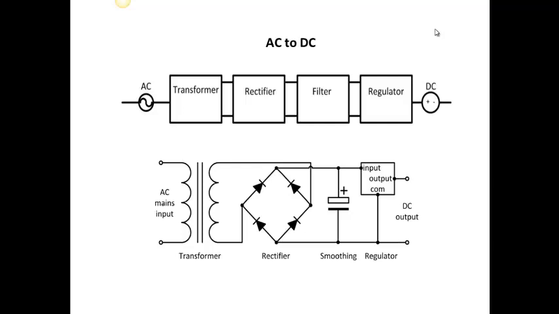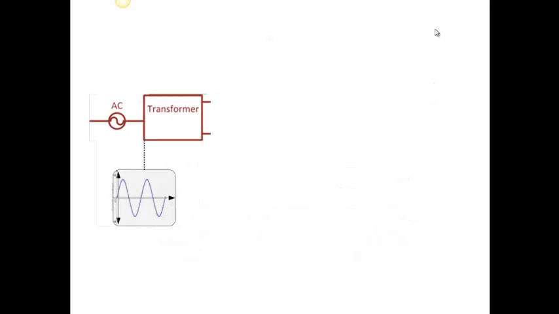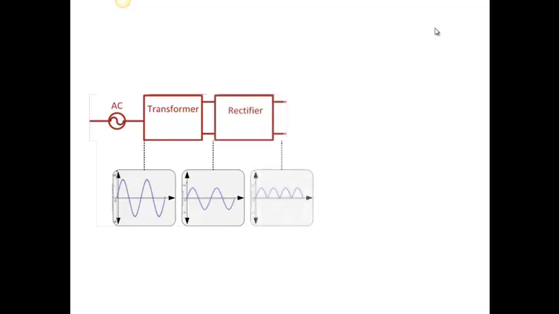Let's have a look at the waveforms that we get when we go through the circuit. So we're feeding it with AC, alternating current. It's going positive to negative. After the transformer, we've still got AC, but at a much lower, more manageable level. We feed it into the rectifier, and we get our full wave DC output.